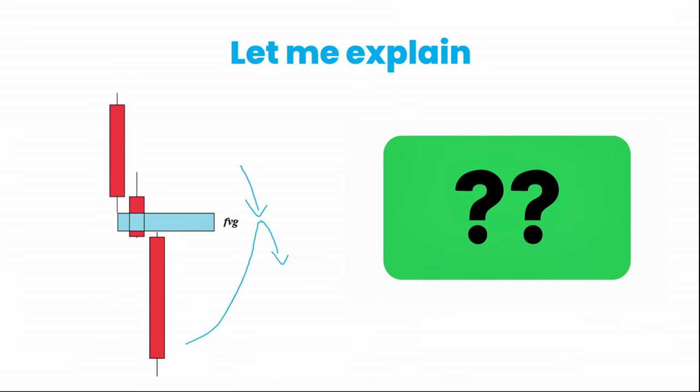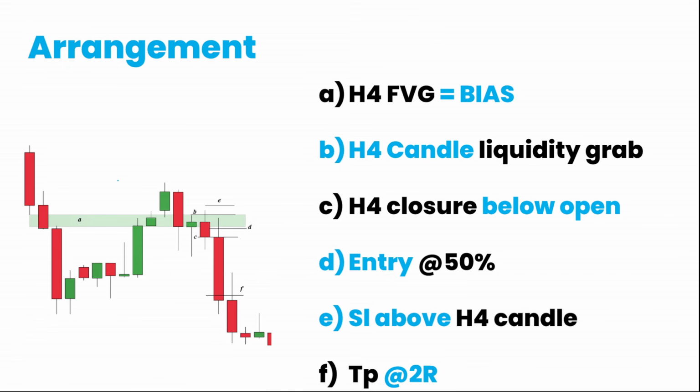For the purposes of those who do not know what a fair value gap is, it is basically a point whereby the market leaves a gap between the low and the high of the next candle, leaving one candle in between. This space from this high to this low of the second previous candlestick is what we call a fair value gap. So here's the arrangement of what you are going to be looking for.